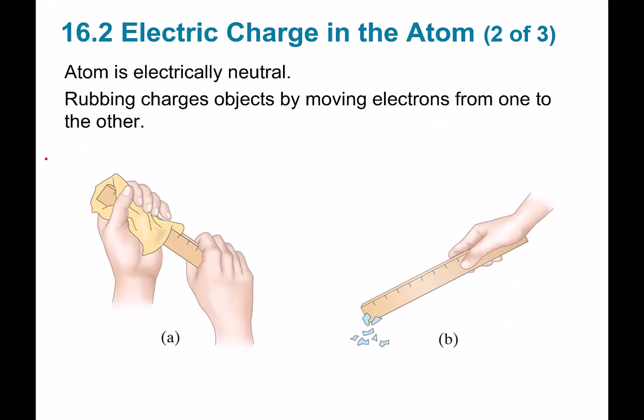So, electric charge in the atom. An atom is electrically neutral because the negatively charged exterior, where the electrons are, balances the charge on the nucleus. Rubbing charges objects: when we rub, we are actually moving electrons from one object to the other, and the one that loses the electrons becomes more positively charged. That is the process of charging.